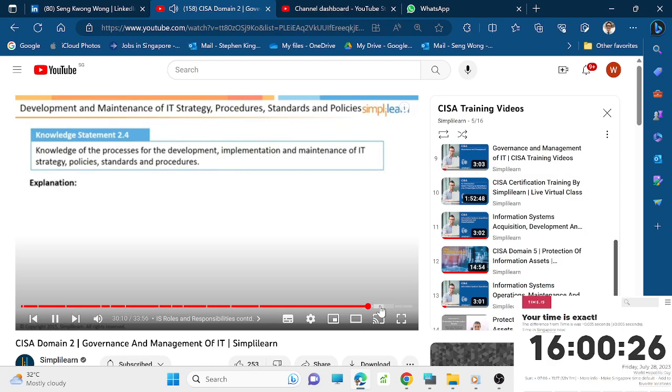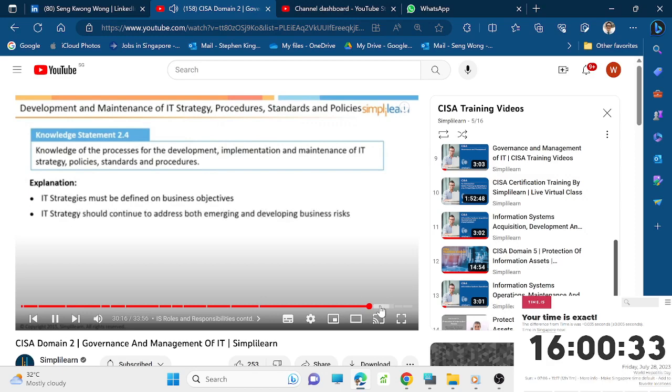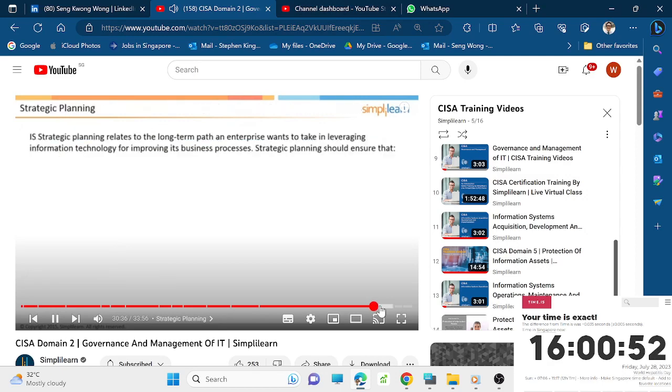The key concepts here are to ensure that IT strategies must be defined on business objectives, and that IT strategy should continue to address both emerging and developing business risks. The main areas of coverage include strategic planning, information security governance, and information security management. We will learn about strategic planning in the next screen.